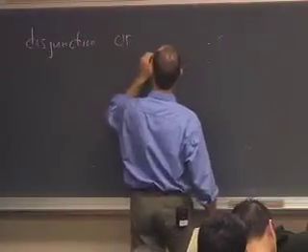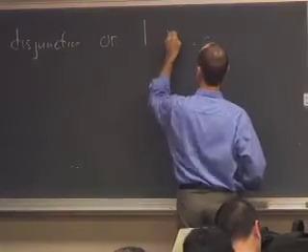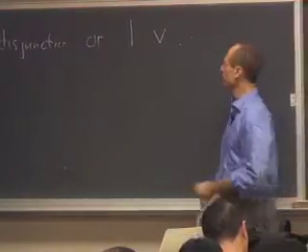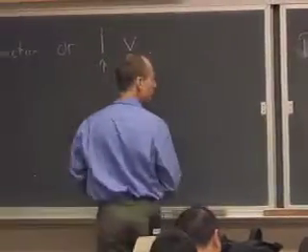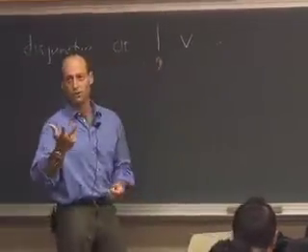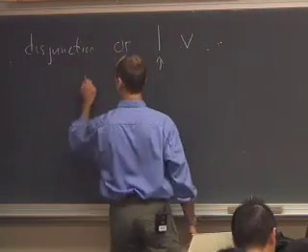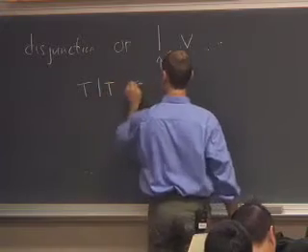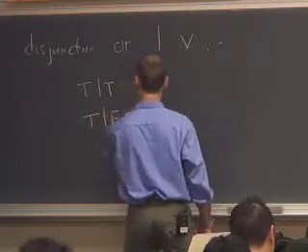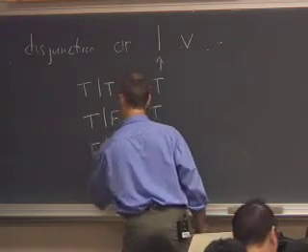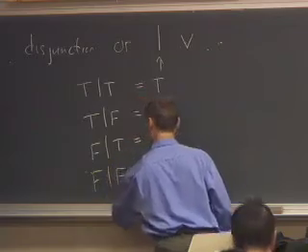Or is sometimes written with a vertical bar, sometimes with a little v. We're going to mostly use the vertical bar. It takes two arguments; it's an operation on two propositions. And it basically operates this way. True or true is true. True or false is true. False or true is true. And false or false is false.